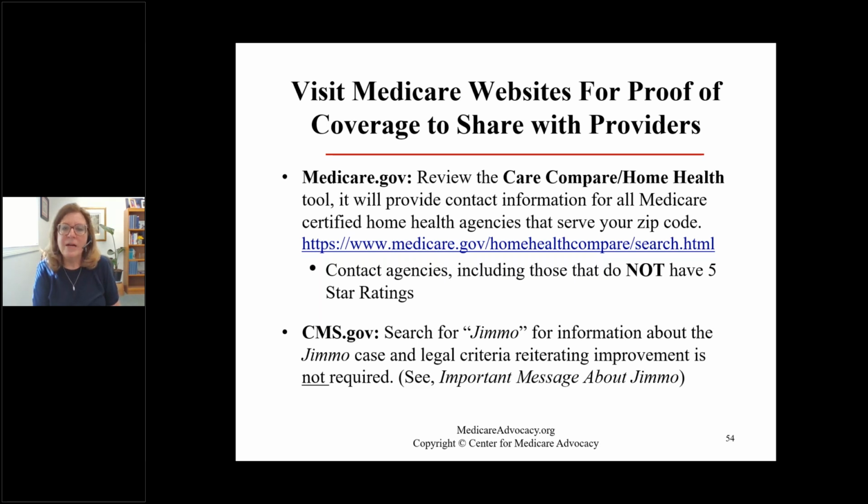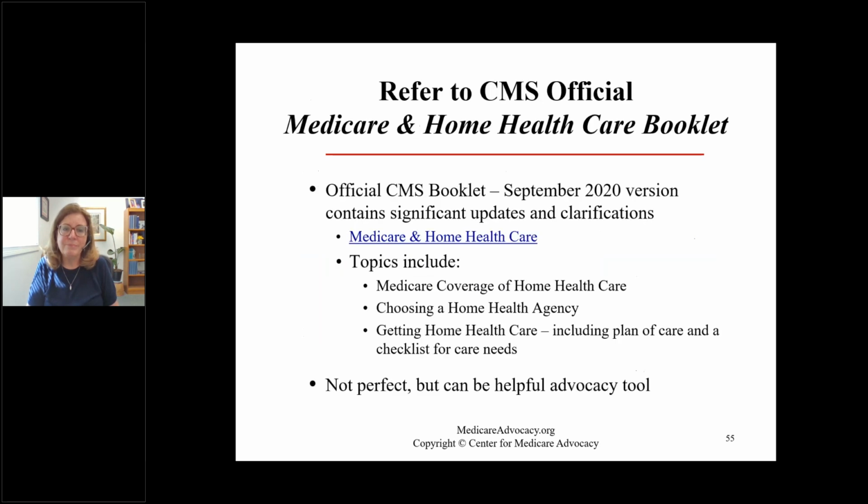And then there are a number of other resources that we use, again, to make sure that people know what agencies you should look at. The compare tool on Medicare.gov will at the very least tell you all of the Medicare certified home health agencies that serve the zip code that you live in. By calling those agencies, you can at least get a sense of what the staffing is like and what services you might qualify for.